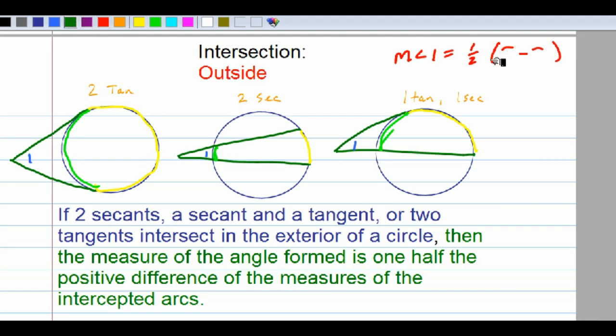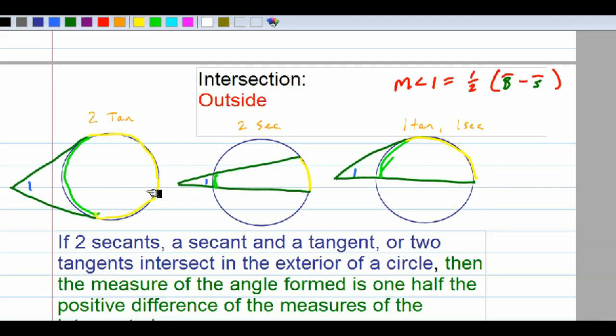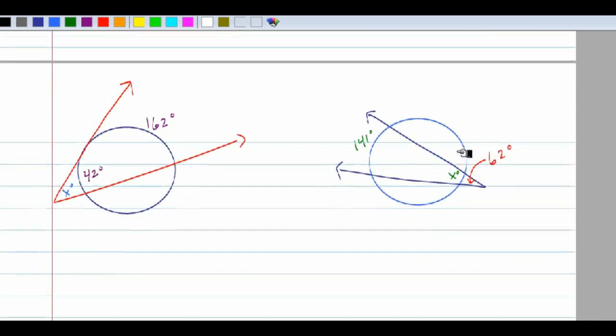And I like to use the letters B and S. Why? Because one of them is going to be bigger than the other. The one that's bigger is always the one that's opposite that angle. So we always take the biggest arc and subtract the smallest arc. Okay? So instead of doing the positive difference, let's just get into a habit of doing the big minus the little. It's half the difference. Let's do an example.